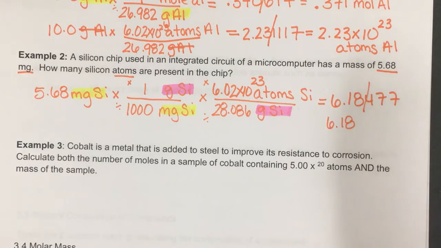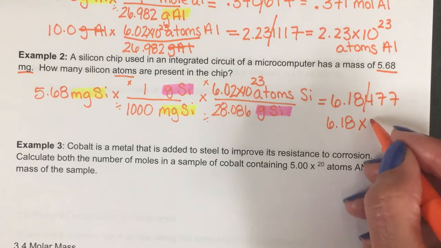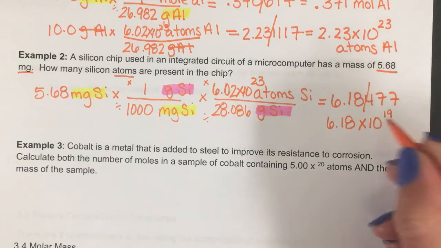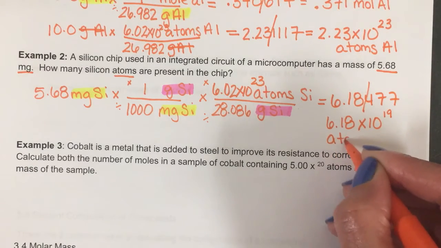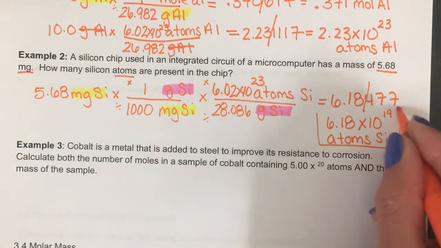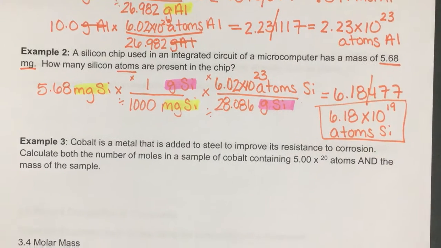This isn't all my calculator should say. It should have a caret or an E, 10 to the 19th. Don't ever forget your exponents. And this is going to be atoms of silicon. Okay? So take a second and try to solve example 3.